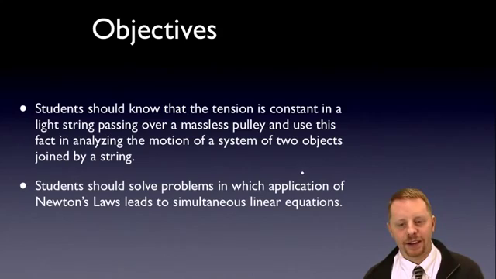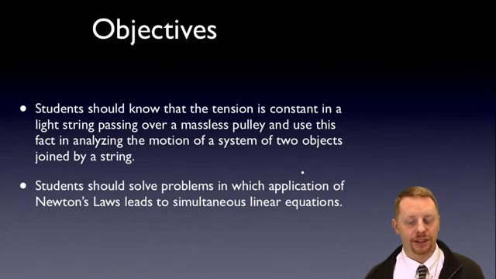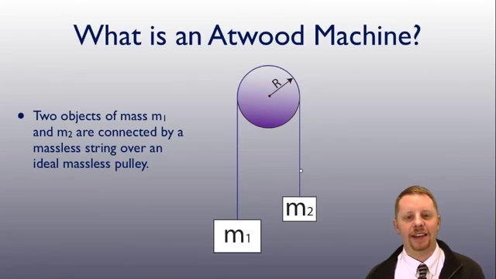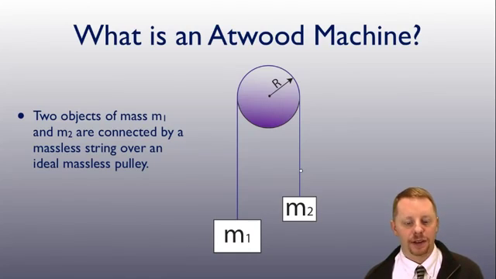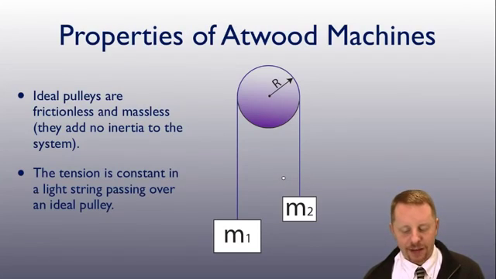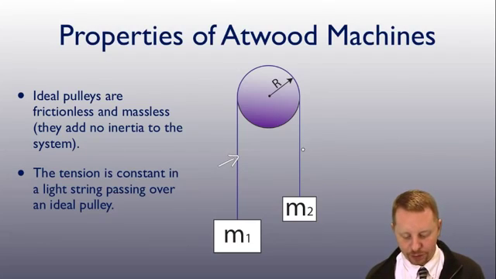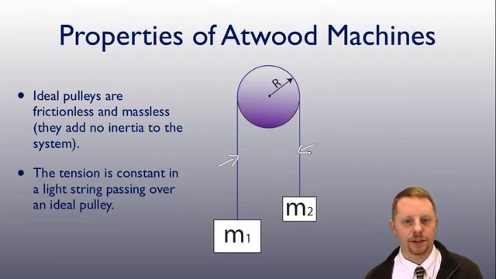So, we'll do this in the context of an Atwood machine. So what is an Atwood machine? Well, really an Atwood machine is a lab apparatus, an experimental setup, in which two objects of mass m1 and m2 are connected by a light massless string to an ideal massless pulley. The properties of an Atwood machine allow us to do very simple calculations. The pulleys are ideal, they're frictionless, they're massless, and therefore they add no inertia to the system. And the tension in the light string over the ideal pulley is constant. That means the tension at that point in the string must be equal to the tension at that point in the string. And we can say that because of the assumptions we've already made.